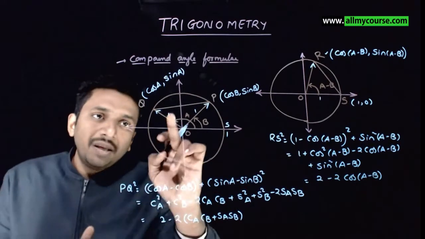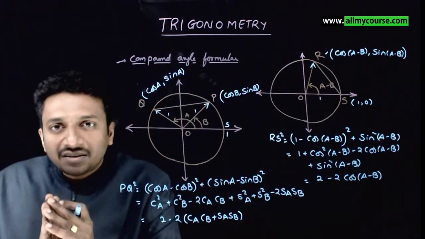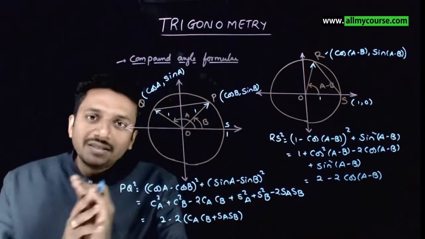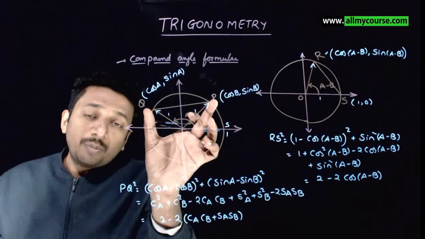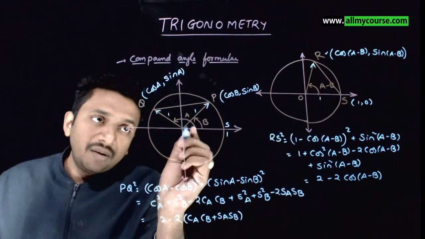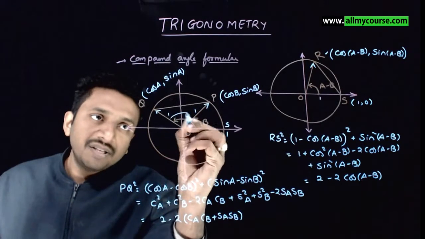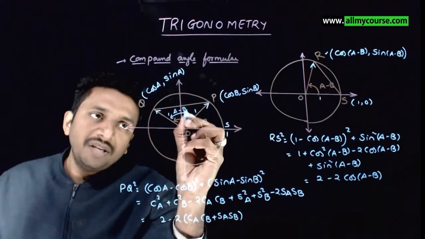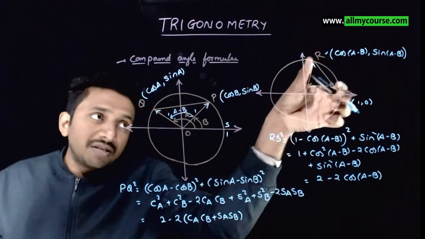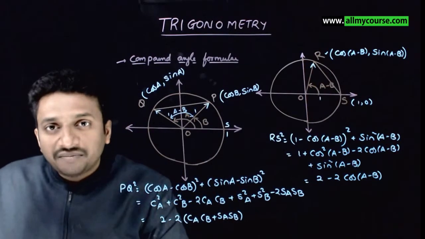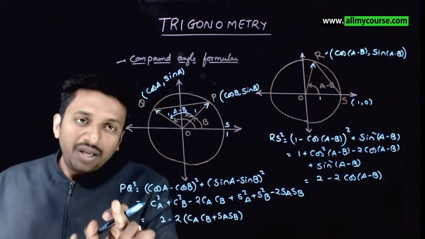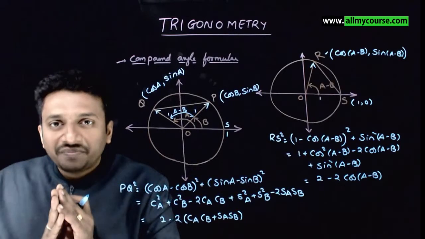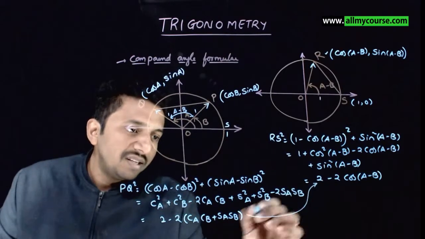Now can you see that PQ should be exactly the same as RS? Because both are unit circles. And what is the angle that PQ subtends at the center? PQ subtends an angle equal to A minus B at the center. RS is also subtending an angle of A minus B at the center. If the angles are equal, the chords are also equal. So PQ square has to be equal to RS square. That means these two have to be equal.